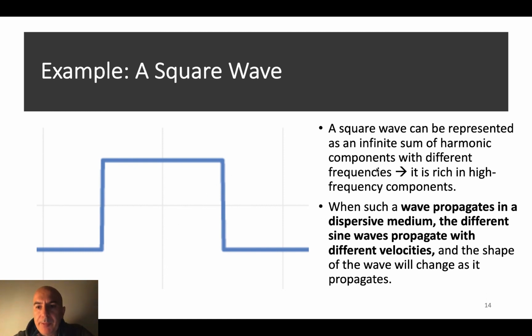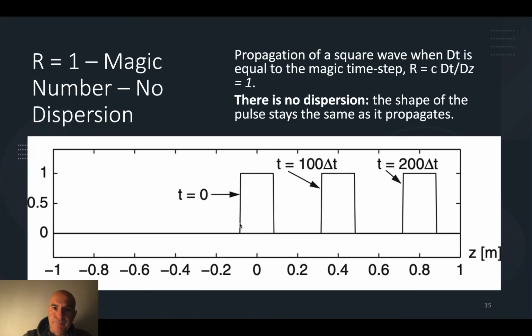When such a wave propagates in a dispersive medium, the different sine waves will propagate with different velocities. So we will see some sine waves basically propagating at different velocity. And the fact that different frequencies move at different velocity will change the overall shape of our square wave. So let's look at an example of the propagation of a square wave using FDTD methods.